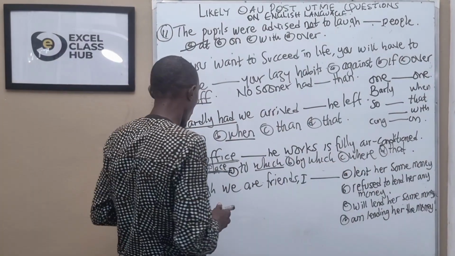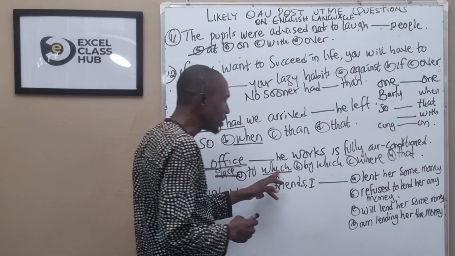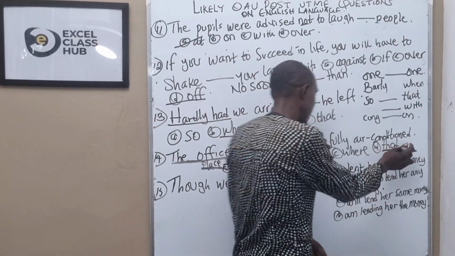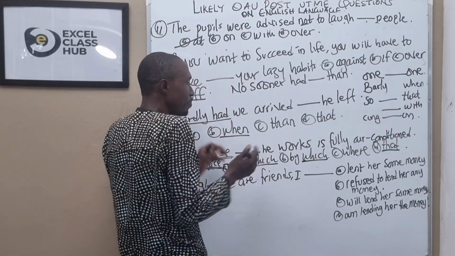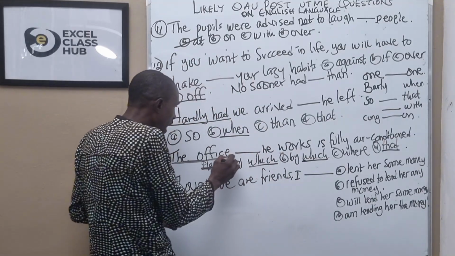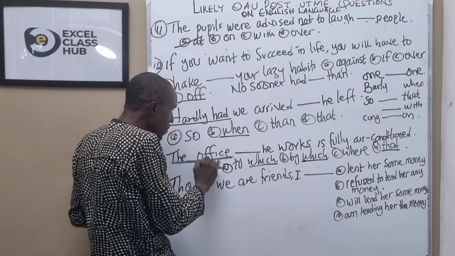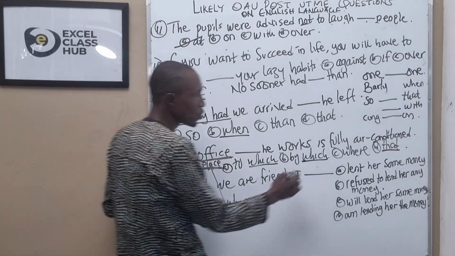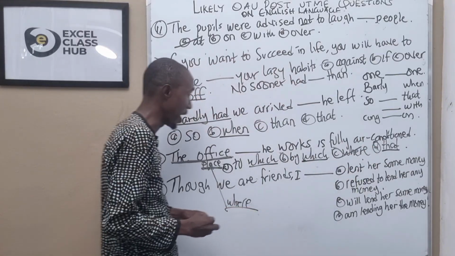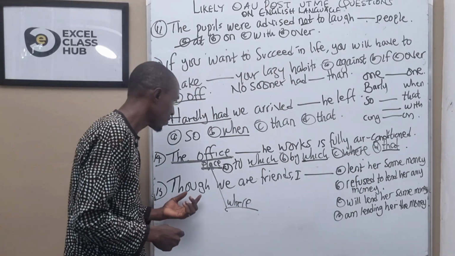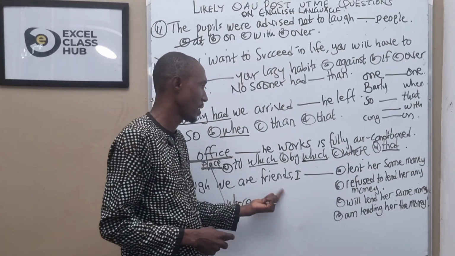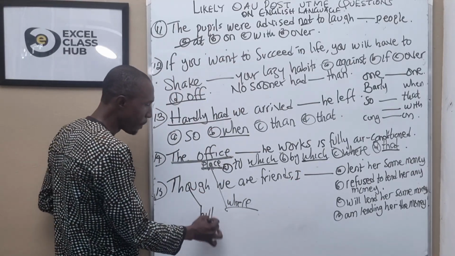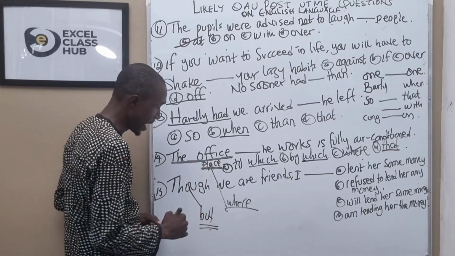The office here can't go with which, it can't go with by which, and it can't go with that. Because these three are related to being an object. But for the fact that the office we are talking about is a place, it has a pointer known as what? Where. So the correct answer here is what? Where. Then finally, number 15, he said, though we are friends, I dash. The though is related to the but of the question we solved earlier on.